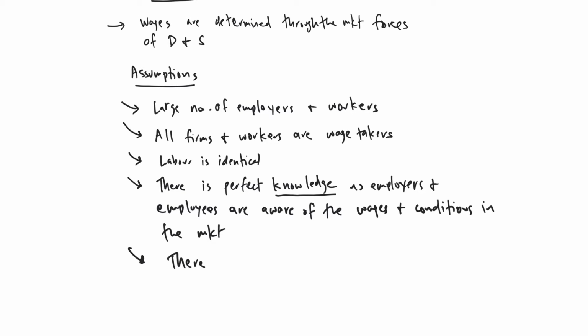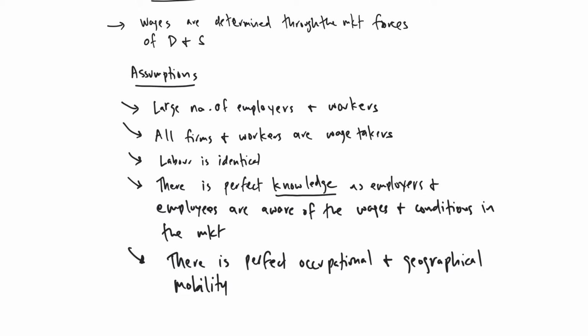There is perfect occupational and geographical mobility. This occupational and geographical mobility means that you can easily go from one job to another, because there is a complete, identical skill set, and also you can move from one area to another. No barriers of one sort or the other.